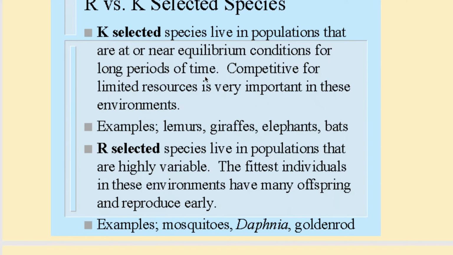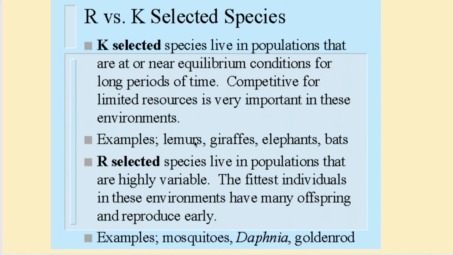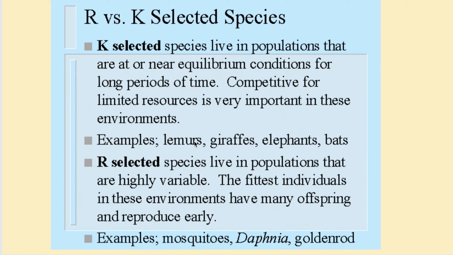While r selected, they have lots of babies. There's really no care in terms of the offspring. They reproduce early and they develop pretty quickly. Some examples would be mosquitoes, insects, amphibians. And so when you're looking at, for example, invasive species, we saw with the cane toads, they were mostly r selected. We saw that the cane toad was able to lay thousands of eggs, and they were able to reproduce very quickly and develop very quickly without any paternal or maternal care.